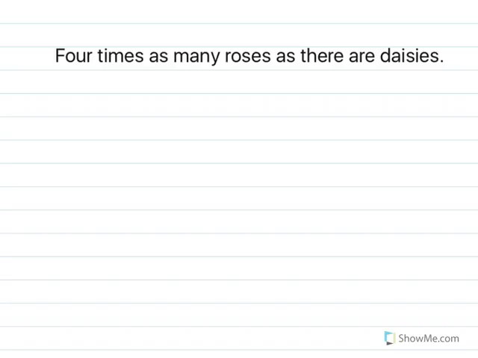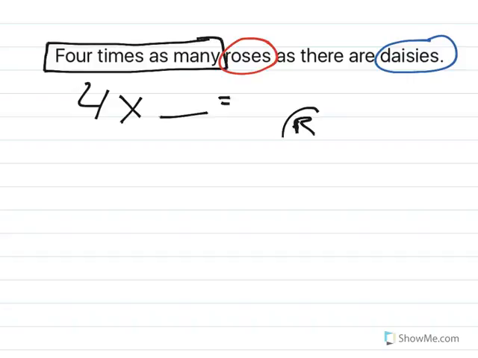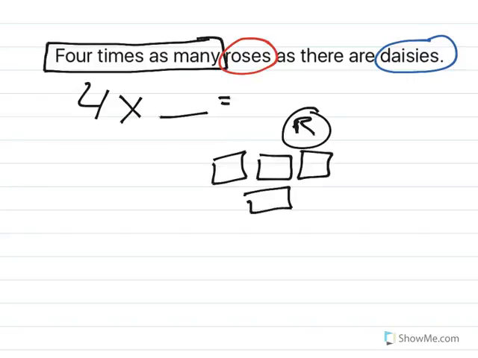Okay, on to our next section with our next multiplicative comparison. In this example, we have 4 times as many roses as there are daisies. Again, this one is pretty straightforward. It says there are 4 times as many roses as there are daisies. Here we're comparing roses to daisies. This statement tells me that roses has 4 times as many roses. 1, 2, 3, 4, as there are daisies.